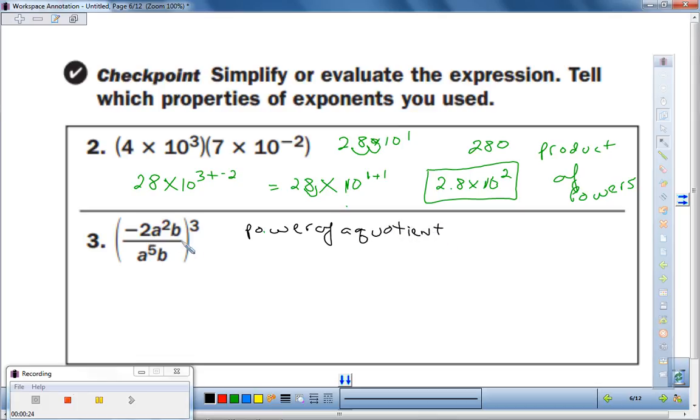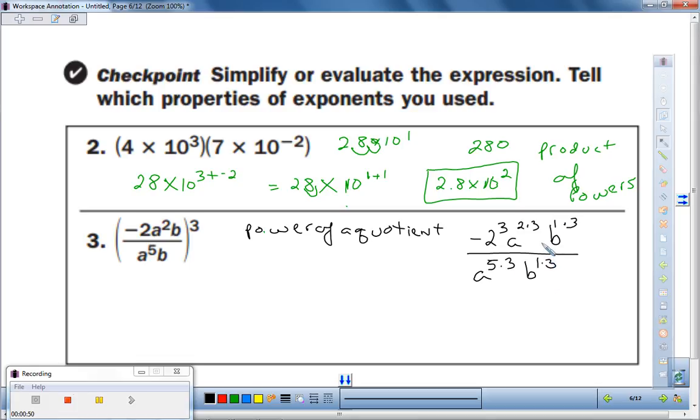Okay, and so what's going to end up happening here is we're going to end up with -2 to the third. Then we're going to have a^2 times 3, b^3 over a^5 times 3, b^3. Now I'm just writing in the exponents that are actually there. Remember, if there's not an exponent, it's the same as 1.